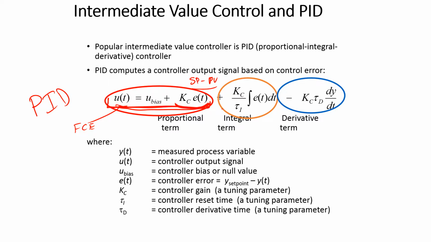We'll also be covering in other lectures this integral term, so you integrate the error, and then also a derivative term, where you take the derivative of the process variable. Okay, so y is also the process variable, and we'll be covering that in future lectures. But today we're just going to be covering this proportional term.